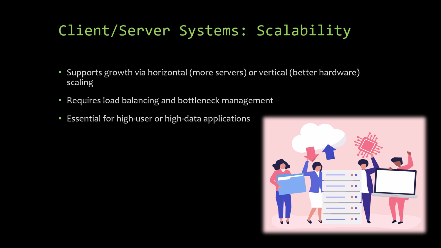Scalability allows a client-server system to perform efficiently under increased demand. Horizontal scaling adds more server nodes, while vertical scaling upgrades server hardware like CPU, memory, or storage. Careful design, load balancing, and attention to bottlenecks like network latency or data consistency are crucial. This ensures systems can handle large numbers of users or high data volumes.